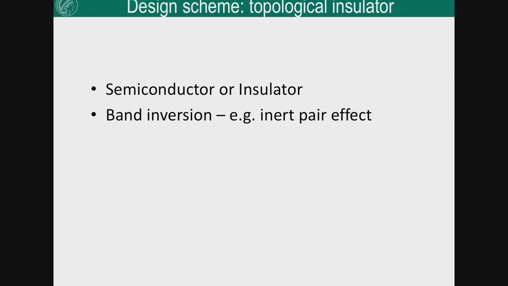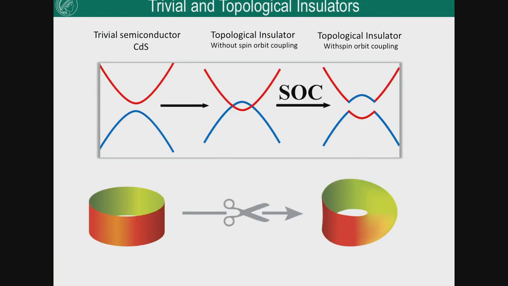This is how we do. So, okay, what is a topological insulator? We need a band inversion. And this is the picture which is normally drawn. We have a normal semiconductor like silicon or gallium arsenide. As I said, we have the valence band, the conduction band, and the band gap.